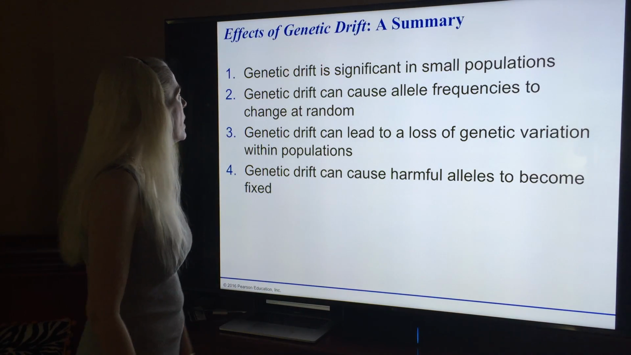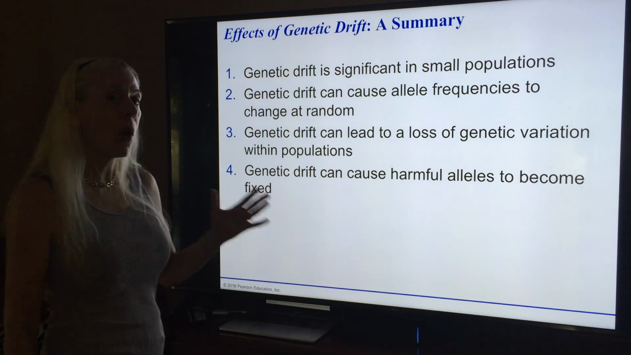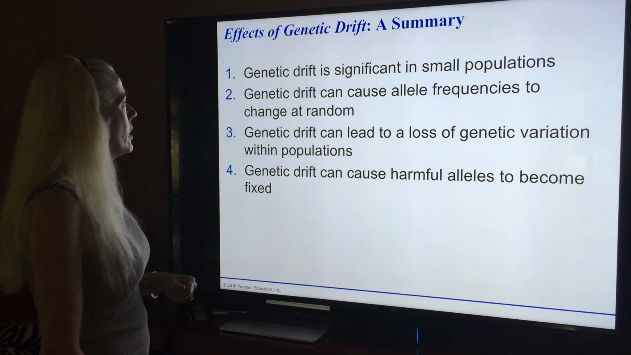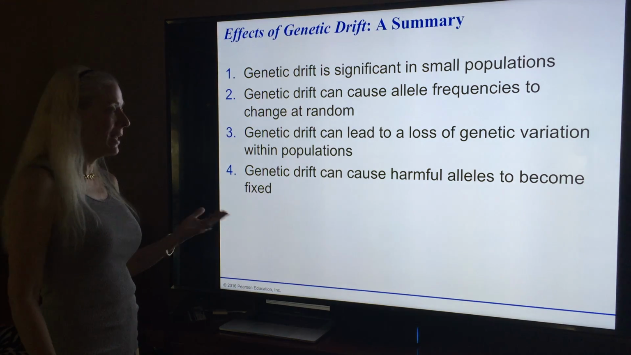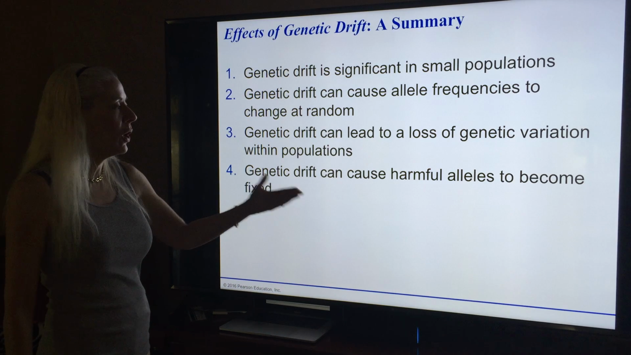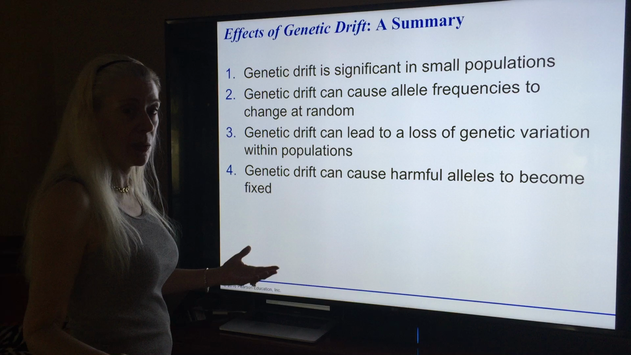Oops, okay. So, effects of genetic drift, the summary. Genetic drift is significant in small populations. Genetic drift can cause allele frequencies to change, can lead to a loss of genetic variation, and drift can cause harmful alleles to become fixed. So something that's detrimental now becomes the norm.